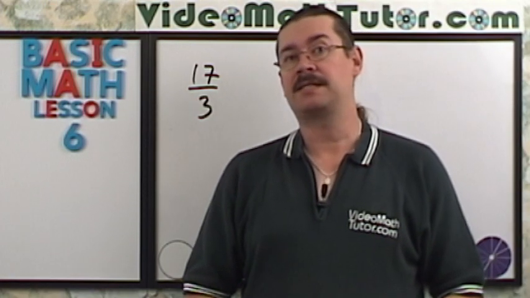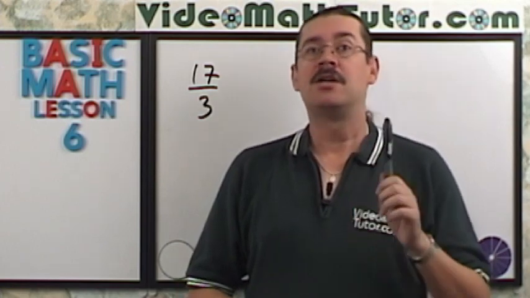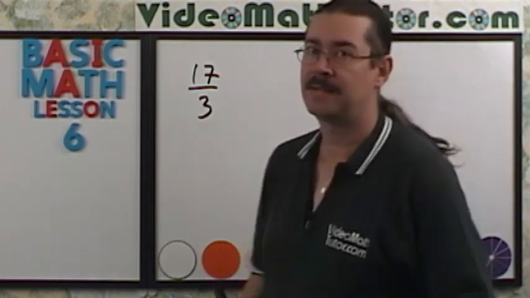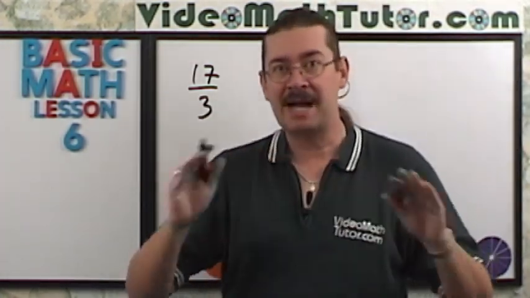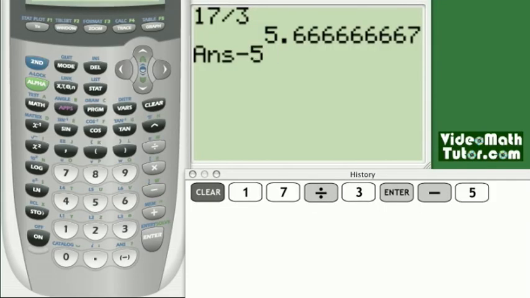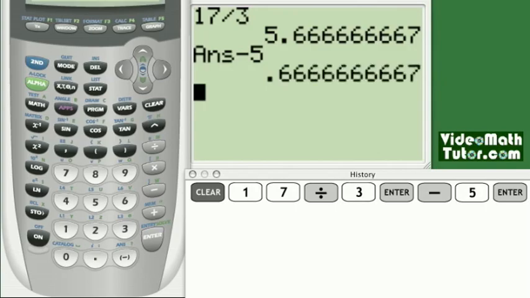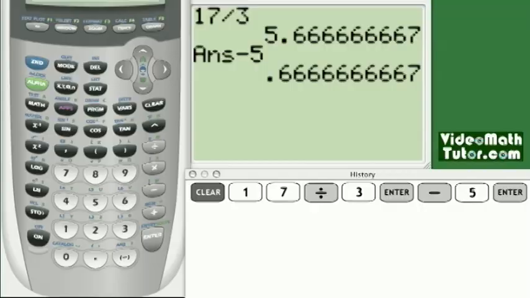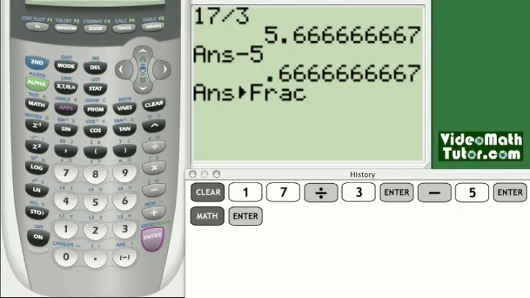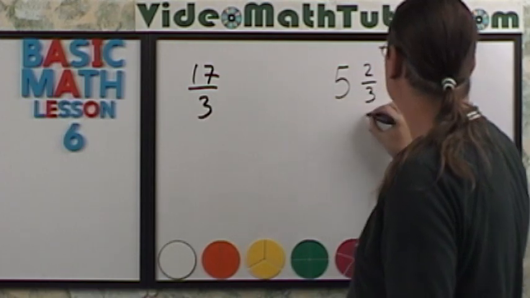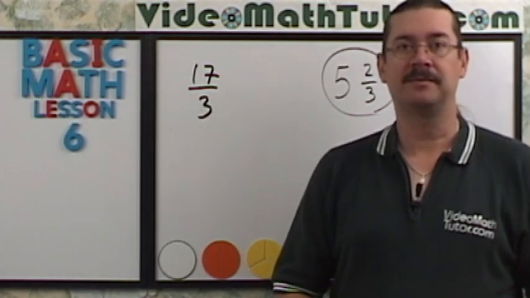And we get 5.666. This is what we do next. Just write down the 5. So here's the 5. And now we want to remove that. We want to subtract it from the answer we just got. On the calculator, we're going to subtract 5. Enter again. Now change that remaining decimal into a fraction. Enter. Enter again. So now let's just write down 2/3 next to the 5. 2/3. And that is our mixed number.